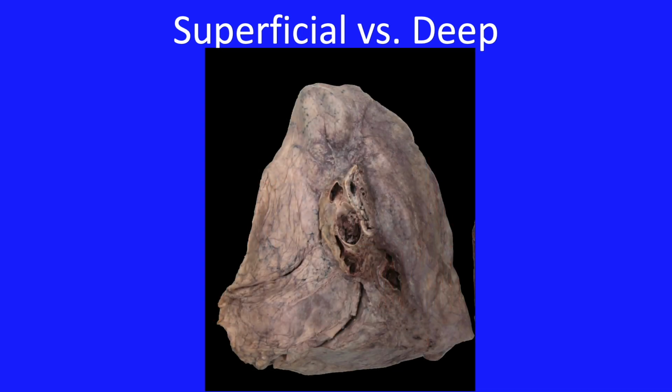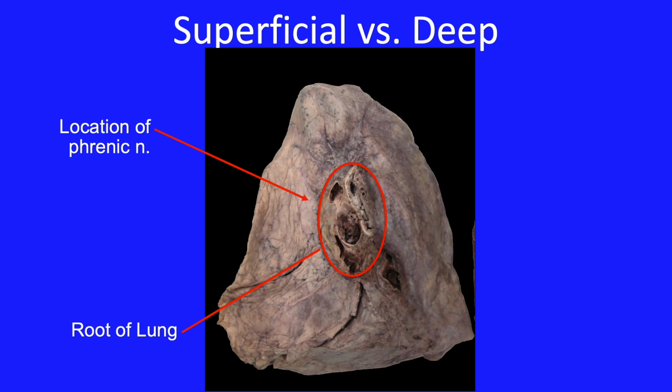Again, let's give clinical meaning to the terms of superficial to deep. I'm showing you the medial aspect of a dissected lung. The vessels and bronchus enter the lungs at its root. Anterior to the root of the lung is a major nerve, the phrenic nerve. Posterior to the root of the lung is the location of the vagus nerve. As you can imagine, both these nerves are located rather deep in the body.